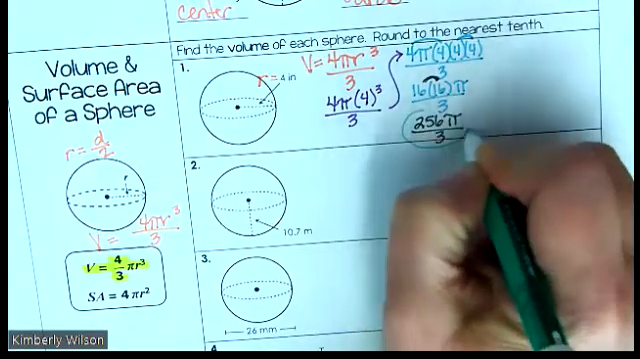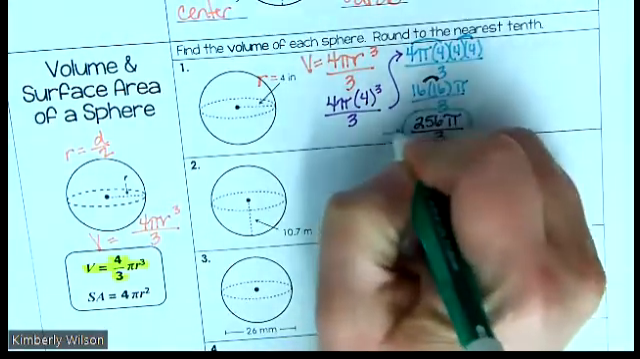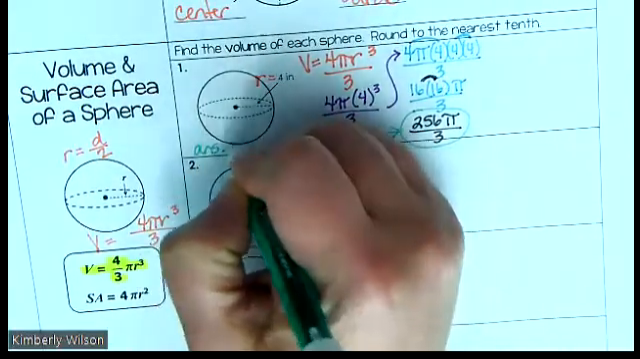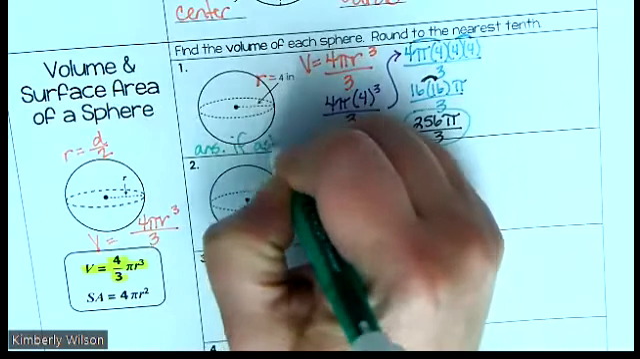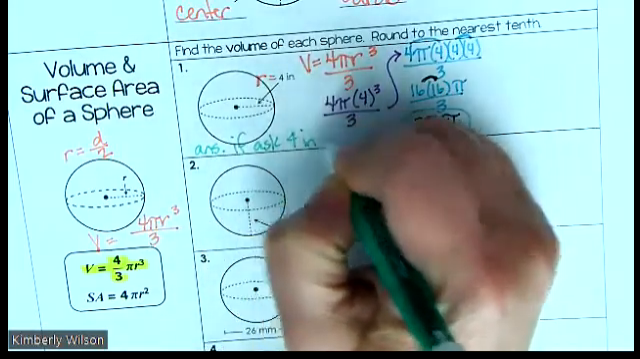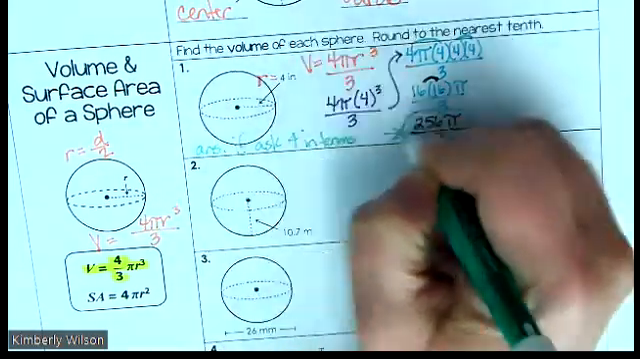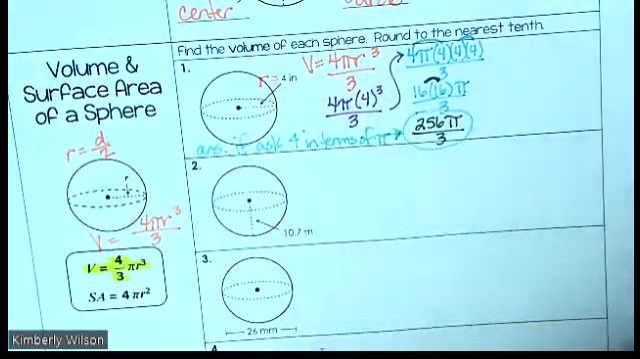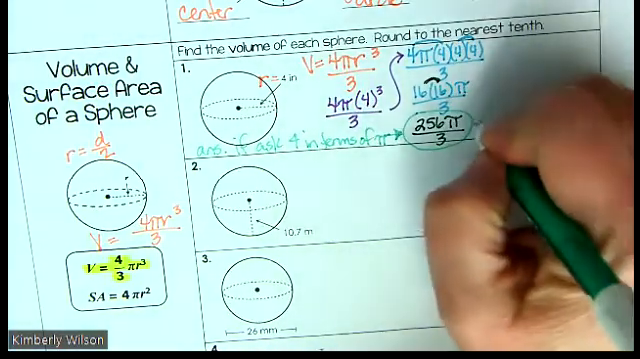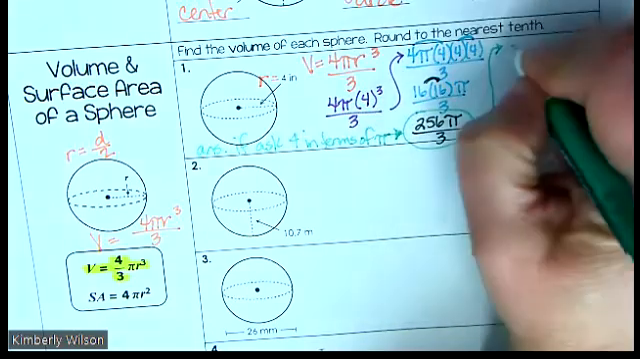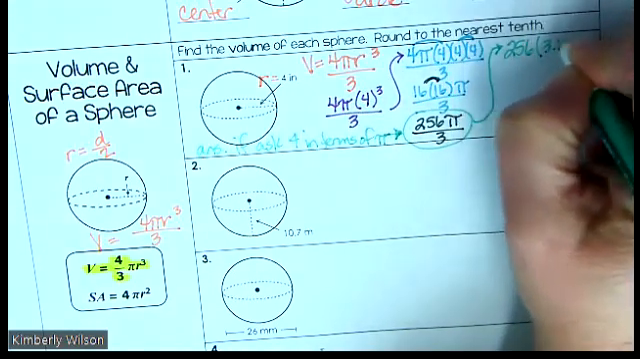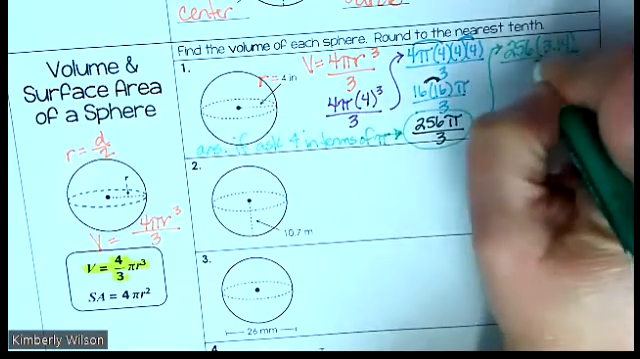So now is the point where this would be an answer right here if it asks for the answer in terms of pi. But we don't need that. So we're at the point where we plug in 3.14. I have 256 times 3.14 all divided by 3.